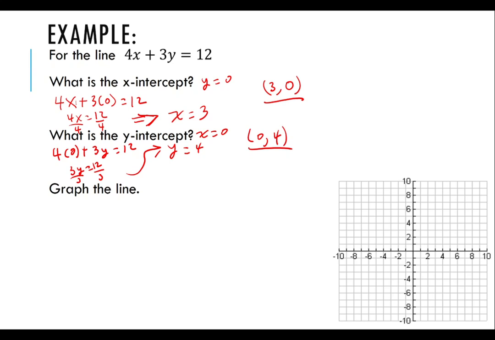Now, because we found the x-intercepts and the y-intercepts, we can graph the line using the x-intercepts and the y-intercepts. So (3, 0), (0, 4). There's our x and y-intercepts. Connect the dots. And there we have graphed the line using the intercepts.